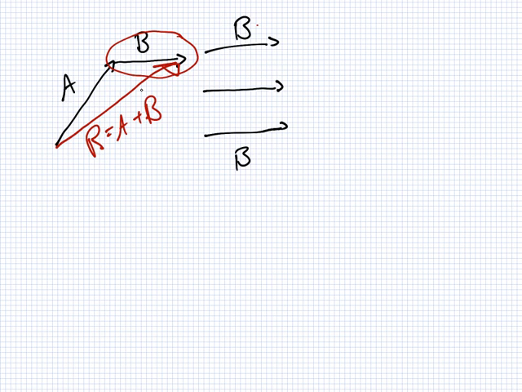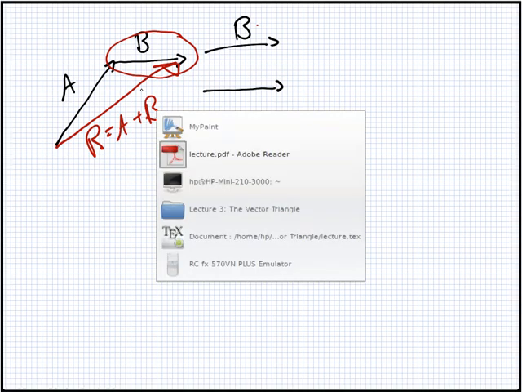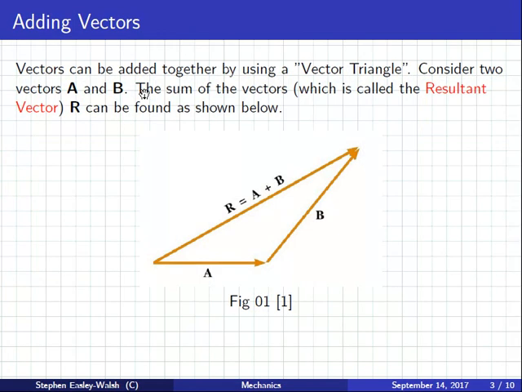It's only one way to add vectors. There are other ways, but this is what we use in this course, the vector triangle. There's other things using parallelograms as well. So if you can draw this, please, this is called the vector triangle for adding vectors together.